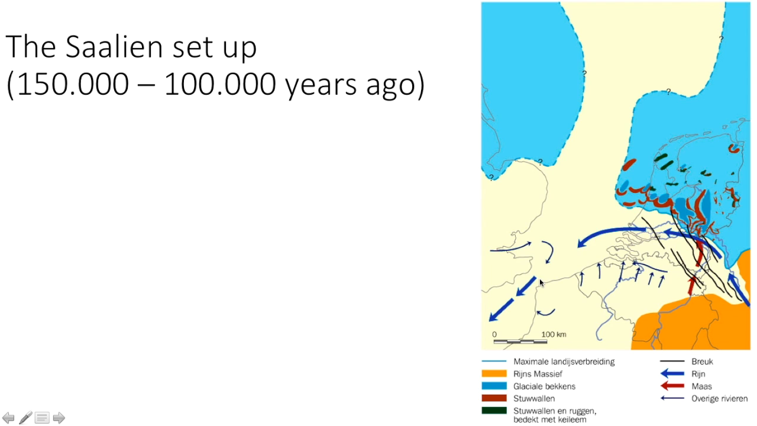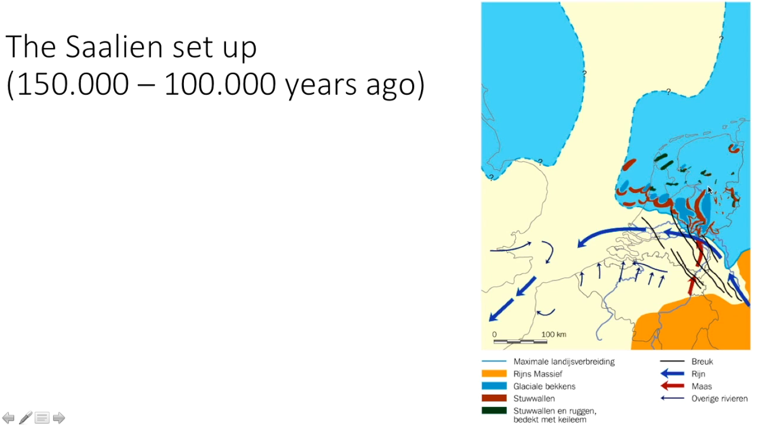Okay, now we're fully in the Saalian, and this is what the Netherlands looked like in the Saalian Ice Age. We're not really sure about exactly how these Ice Age lobes either connected or not, but we do know that these rivers move this way now, and over here, and over there. You can see the push moraines. The Dutch word for push moraines is stuwwallen.